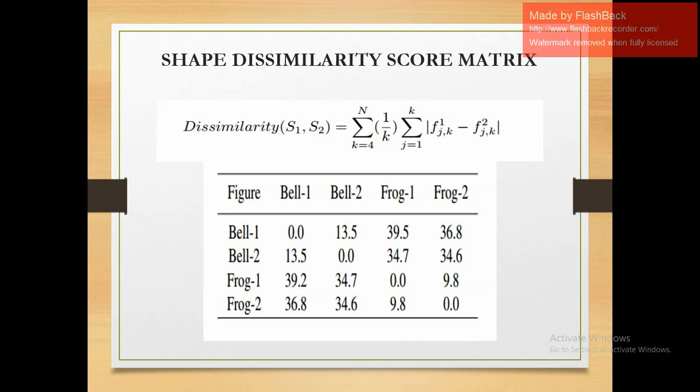Coming to the dissimilarity score matrix, we are calculating the dissimilarity between two shapes using this formula. As we can see from the output, bell 1 with bell 1 is obviously similar, that is why the dissimilarity score between them is 0. Bell 1 with bell 2 has a slight difference, that is why it has a slight dissimilarity score, but bell 1 with frog 1 is highly dissimilar, that is why they have a larger dissimilarity score. This way we have computed this table.